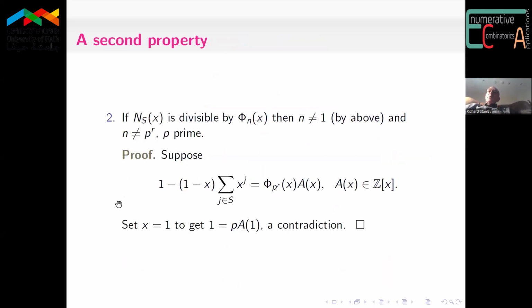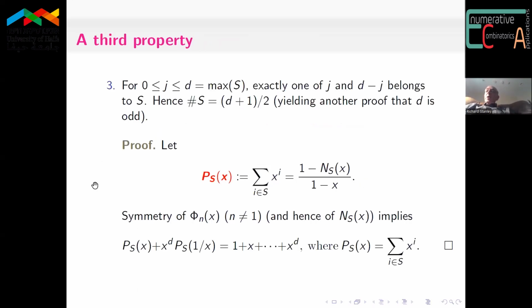Well, one can also prove that Phi_n of x appears in N_S of x only when n does not equal 1 or minus 1, and n is also not a prime power. That's a very simple proof too, but I think I'll skip the details here and go on to the third property, which is more important.